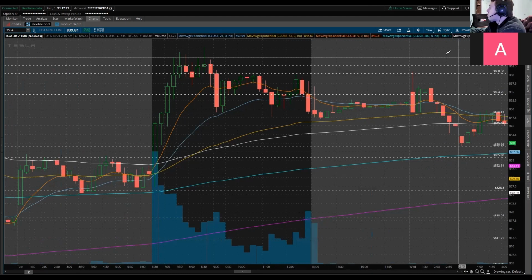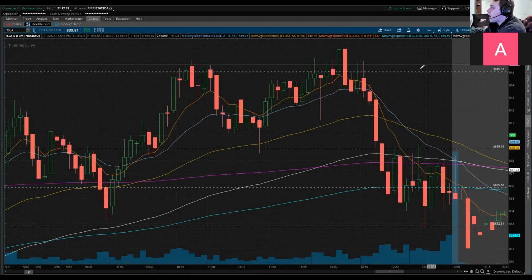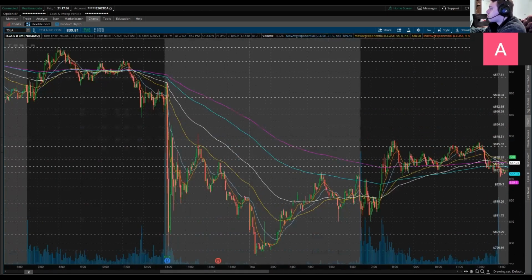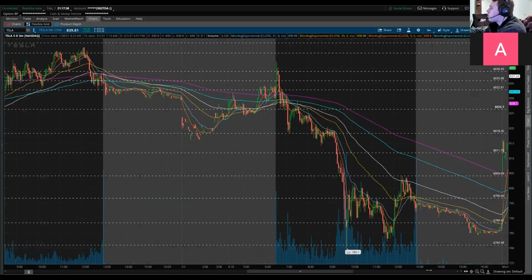So the 9, this is on the 15-minute. Normally, one strategy is riding the 9 on the 5. Riding the 9 on the 5, yep, that's what we call it.